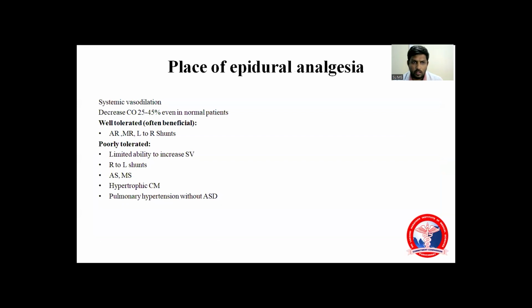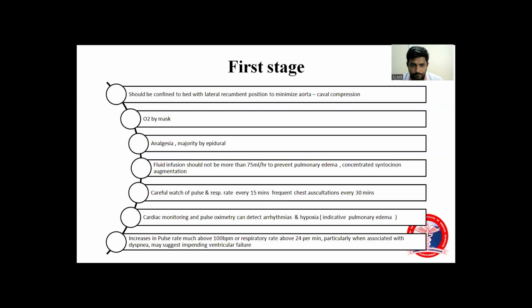So, which are the heart diseases where we can prefer epidural analgesia? Analgesia is preferred in left to right shunts, aortic regurgitation, and mitral regurgitation. It is poorly tolerated in conditions with limited ability to increase systemic vascular resistance, and right to left shunts, AS, MS, hypertrophic cardiomyopathy, and pulmonary stenosis without ASD.